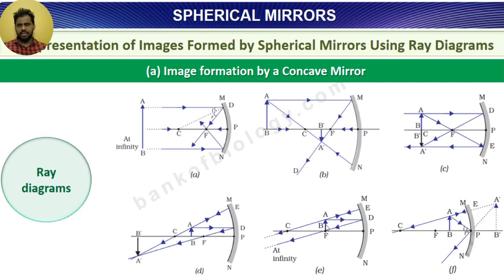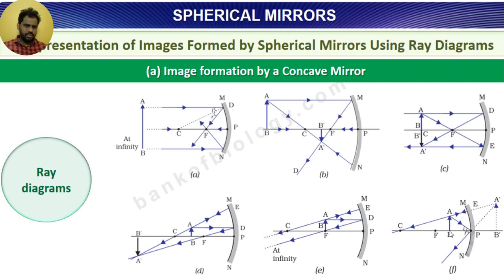Next, what will happen if the object is kept at the focus? One ray will go obliquely and backward, and another will hit the mirror and pass through the focus parallel. So both of them will be parallel and will meet somewhere at infinity. So the image will form somewhere at infinity and it will be enlarged in size.